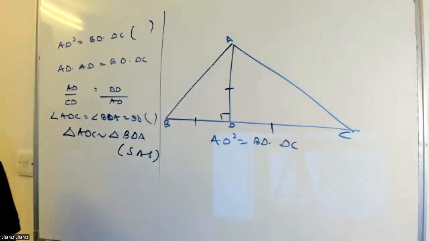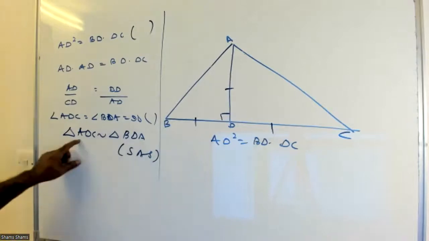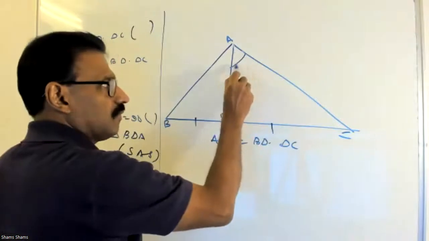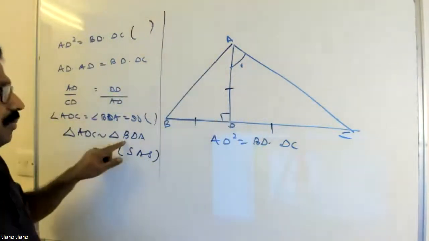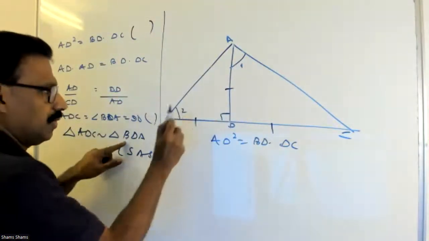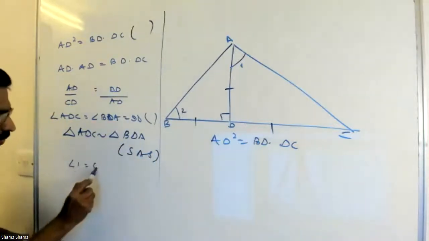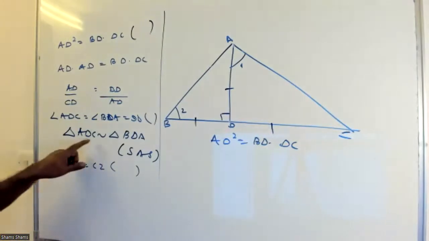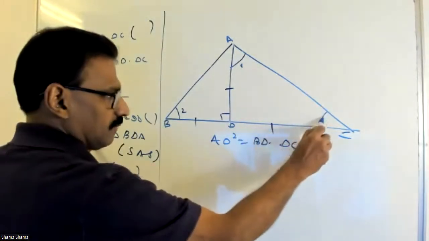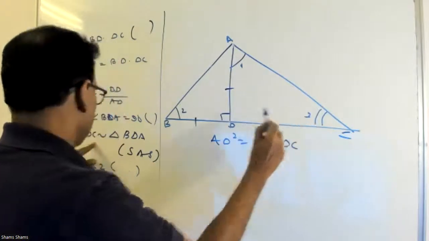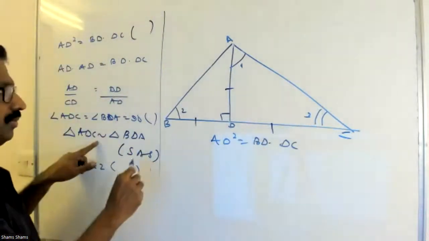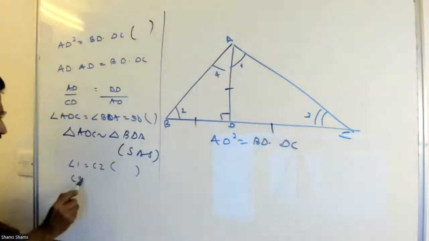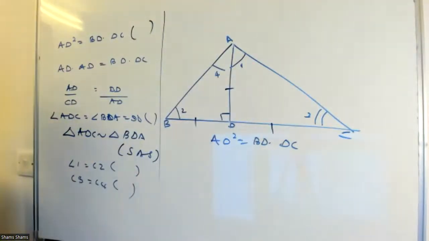Now listen. In triangle ADC, this angle 1 is equal to angle 2 in triangle BDA. Angle 1 equal to angle 2. In similar triangles, corresponding angles are equal. Then this angle 3 is equal to this angle 4. Angle 3 equal to angle 4, in similar triangles corresponding angles are equal.